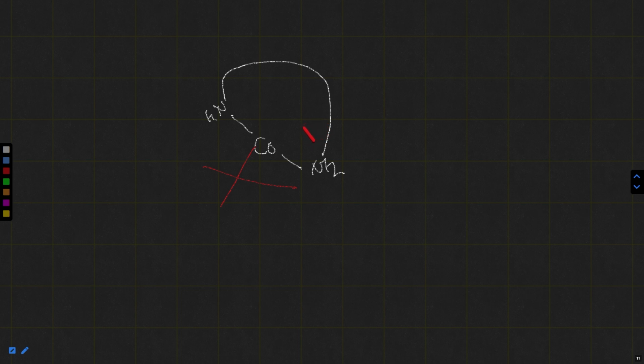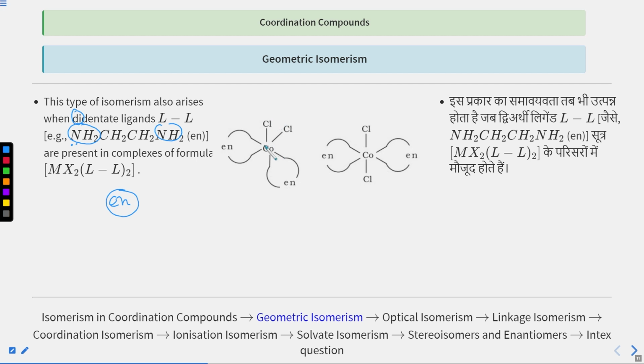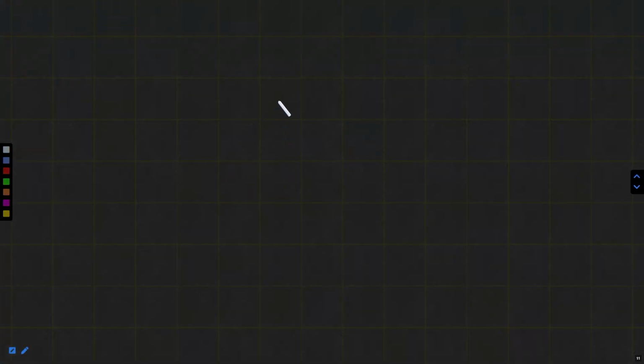Or I would say you cannot make an angle of 180 degrees between these. So you can see that there is an angle of 180 degrees. You cannot make this. Whereas in this case, if you see, the angle is very clearly 90 degrees. Okay. If I draw it more properly, you will get it. So we have Co. One of this NH2 is here.